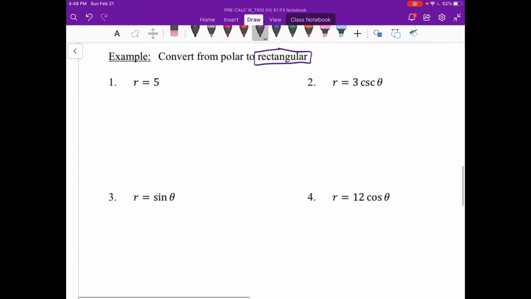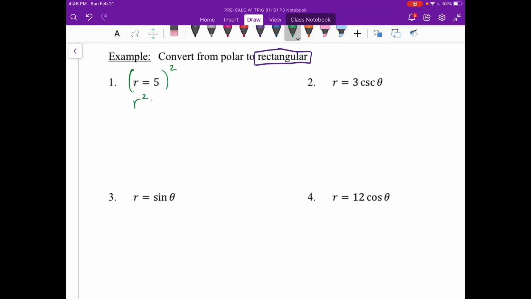So let's get right to it. The first one, we have r equals 5. So think about, how can I take this r and make it in terms of x and y if I needed to? Well, in order to do that, I need this to be an r squared. So what I'm going to do to the entire equation is square it. We can do that as long as we do it to both sides, right?